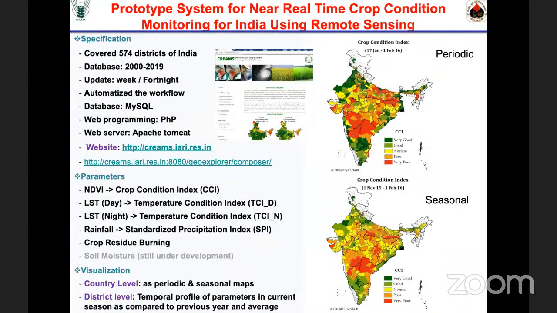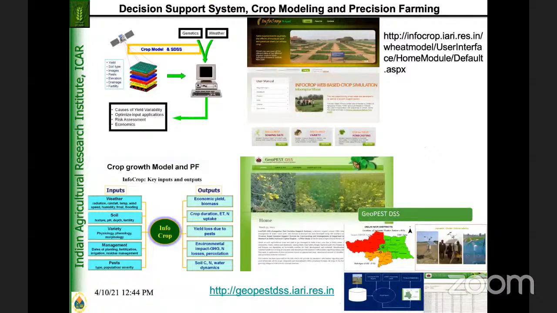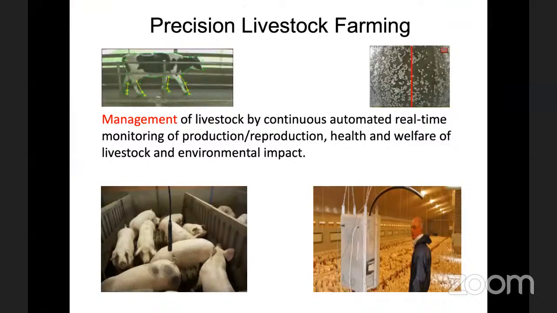And this is the real-time crop condition monitoring we are doing. We have our own data reception stations. Again, we are trying to use different models, how in real time you can come out with the crop condition and residue monitoring. And again, we have different process-based models called simulation models, where you can go for crop condition monitoring and also go for geo-based decision rules on what is to be done when. So this is all about agriculture.